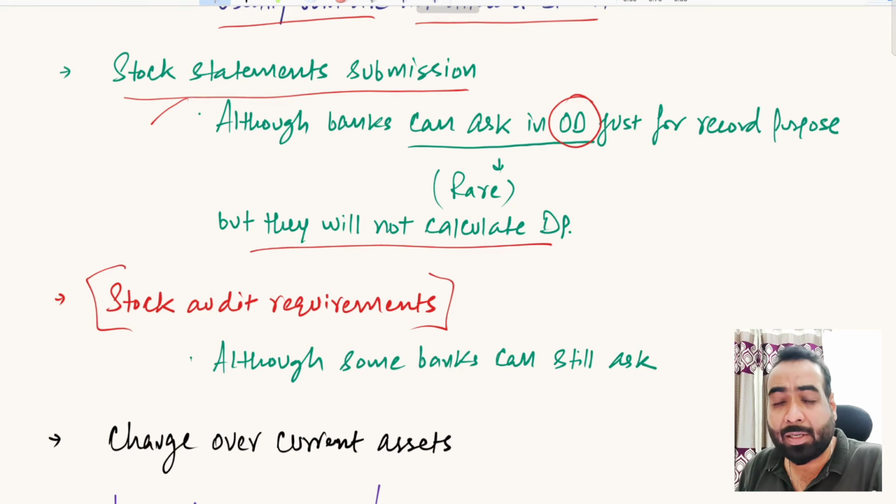But that stock audit doesn't have any implication if the client has an OD limit, because even if the drawing power is not meeting the stock statement, the bank still can't deny you availment of the OD limit. That stock audit is practically only to capture any unusual activity, any fraudulent activity in your business.